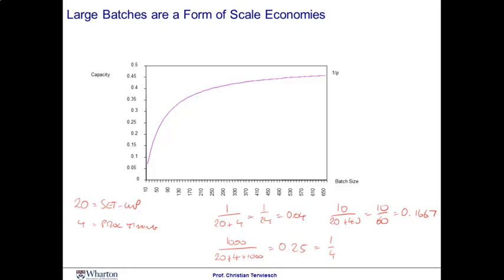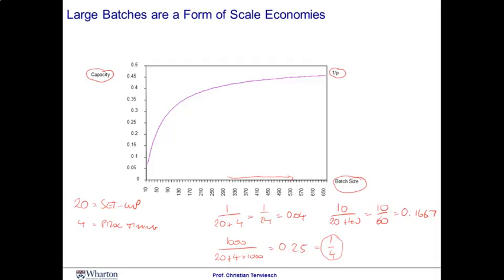Let's graph this effect in this chart here, where we have the batch size on the x-axis and the capacity on the vertical axis. We see that as the batch size increases, so does the capacity. The asymptote ultimately here is 1 over the processing time. Even with an infinite batch size, the capacity of the step here will never be faster than 1 over 4. However, as the batch size decreases, I have to spend more and more of the resource's time in setup mode.